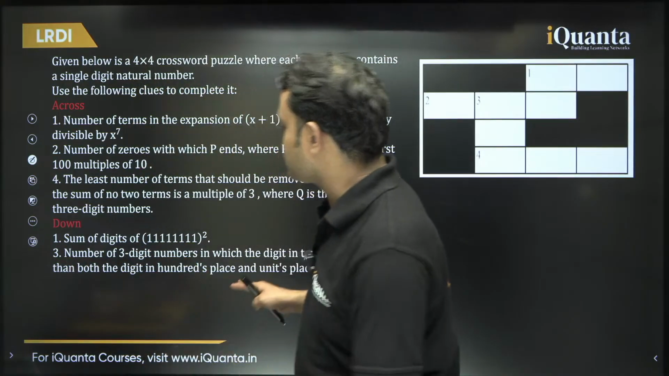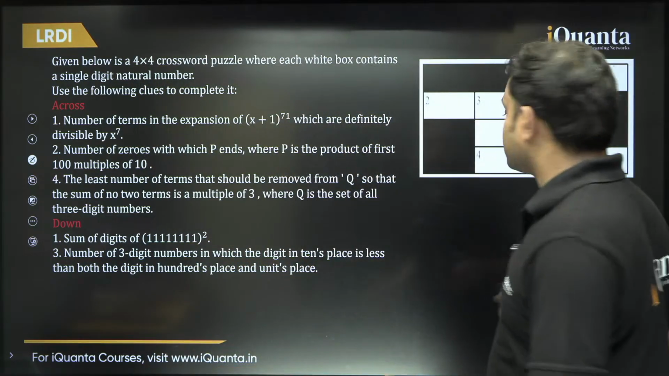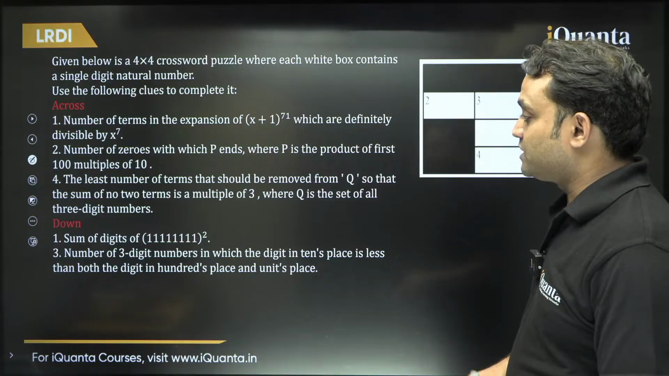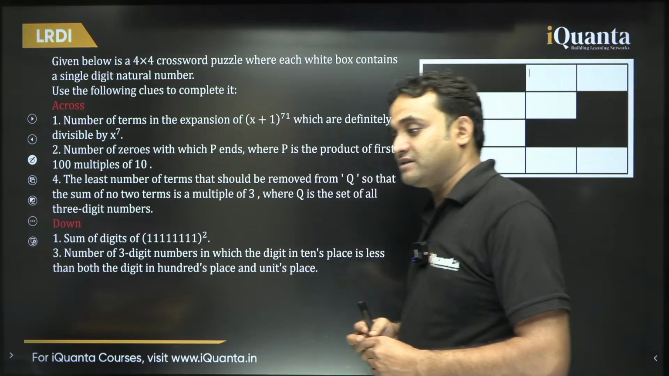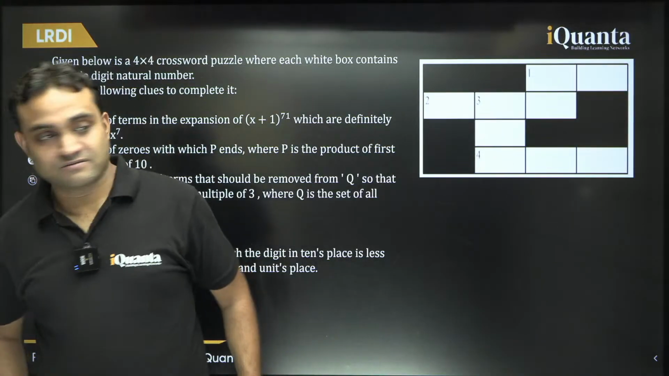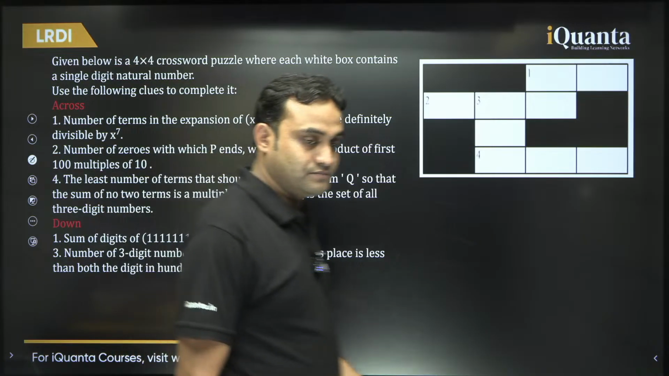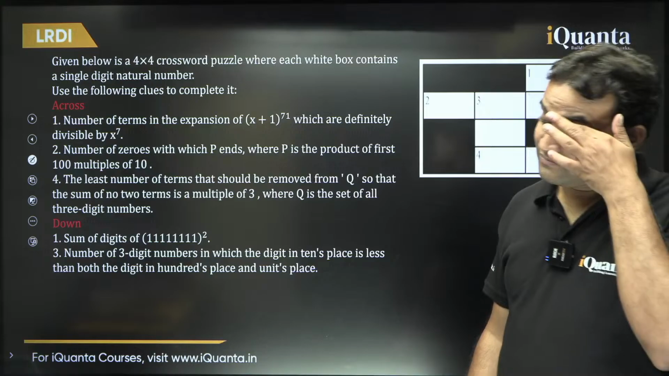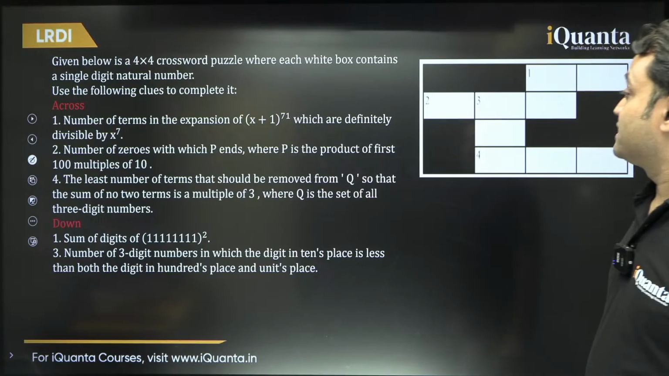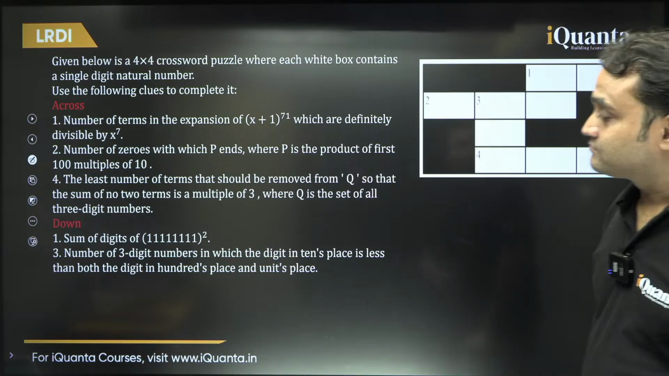Across 1, across 2, across 4, then down 1, down 3. Are you getting any values, guys? Okay, not getting any value?